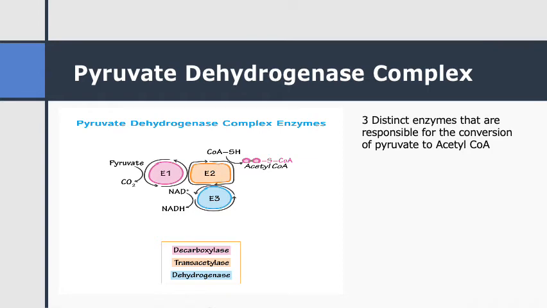Alright, so first we have the pyruvate dehydrogenase complex. If you look at the picture, we can see E1, E2, and E3. Those are essentially representing 3 different enzymes. In this complex, we have 3 distinct enzymes, and these are the enzymes responsible for the conversion of the pyruvate to acetyl-CoA. These enzymes are called decarboxylase, transacetylase, and dehydrogenase.